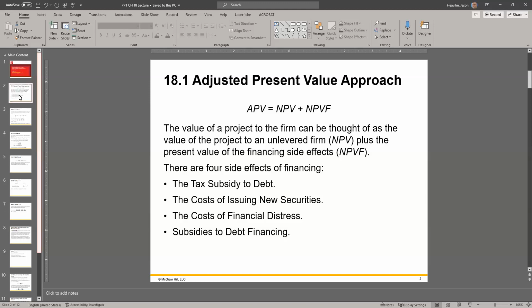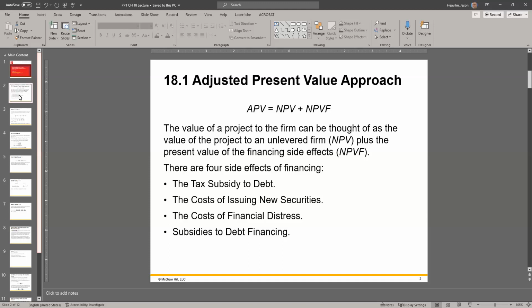Just what it sounds like. You already know or have seen how to do present value. And what we're going to do is see how the tax shield of debt can make a difference. So let's start by introducing the concept.